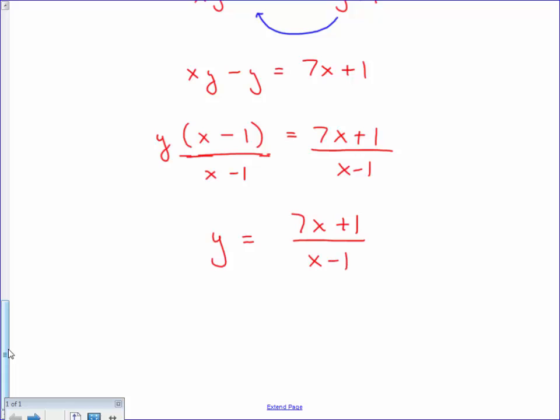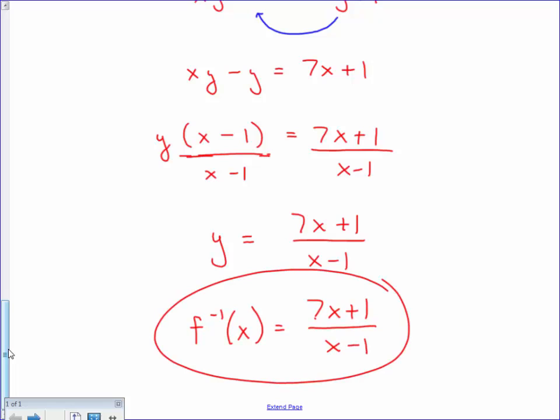This is my inverse, so I need to switch my notation and say f inverse of x equals 7x plus 1 over x minus 1. And I have my formula for the inverse.